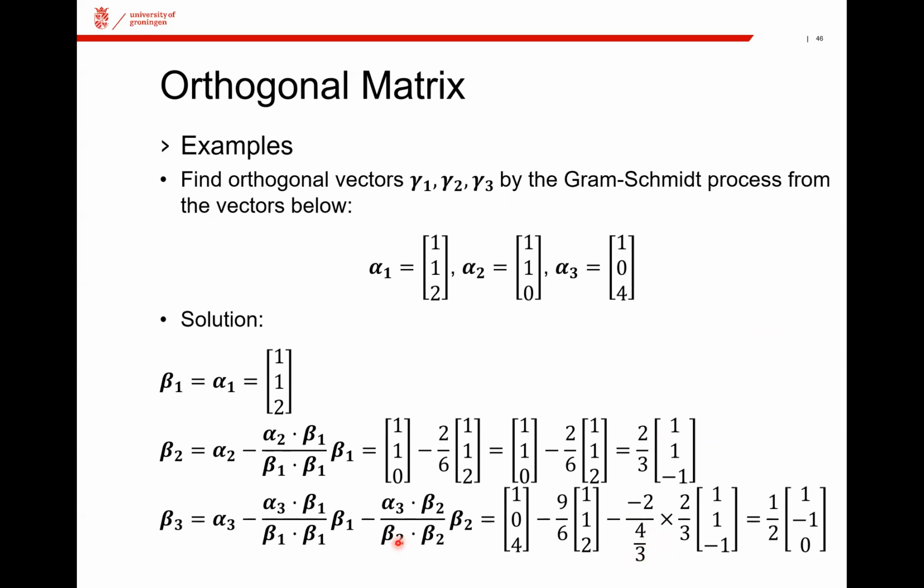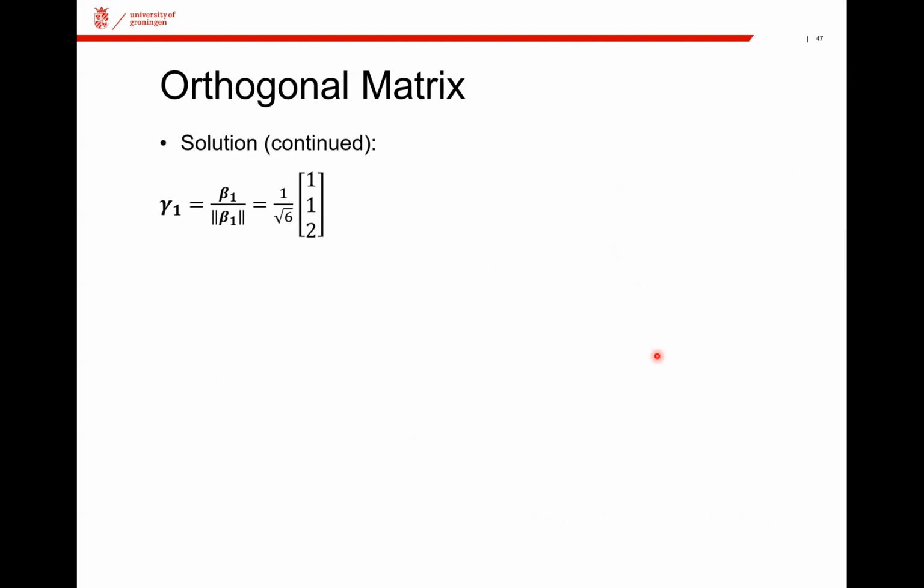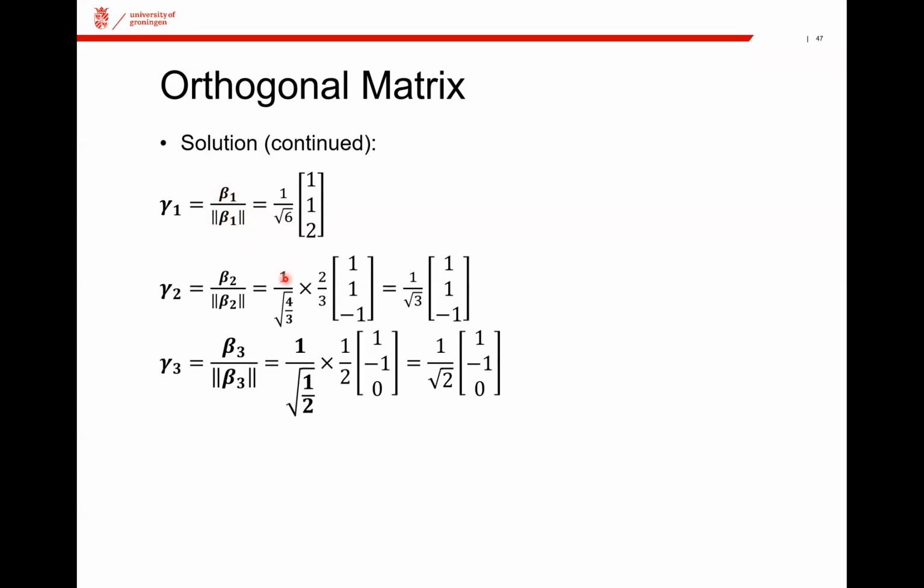Okay, I will repeat it again here. Beta 2 times beta 2, we can calculate this first. It will be 1 squared plus 1 squared plus minus 1 squared, so it will be 3. And then times 2 over 3 squared, so it will be 3 times 4 over 9, so it will be 4 over 3. And then the beta 2 here is this vector. And after the calculation, we will have this answer. And after that, we have to normalize beta 1, beta 2, and beta 3, so divide by the length of each vector. And then this is the final answer, gamma 1, gamma 2, and gamma 3. And they are orthonormal vectors.